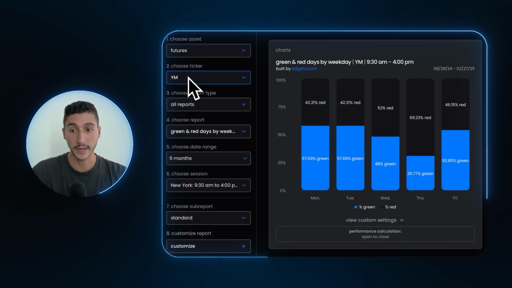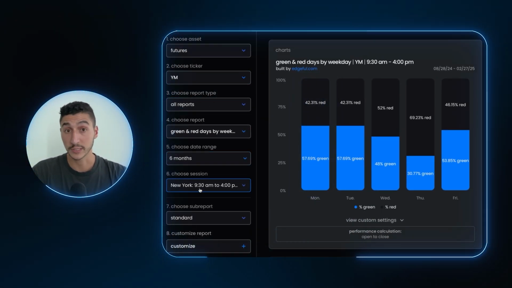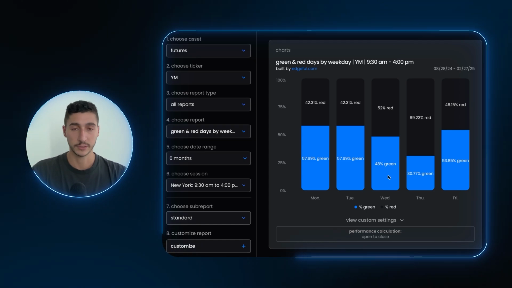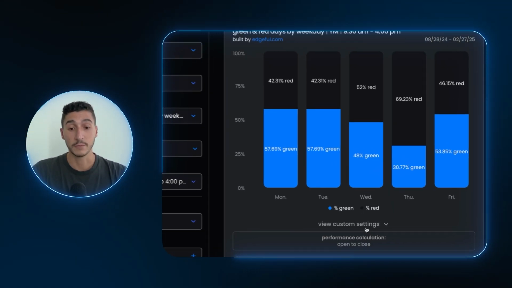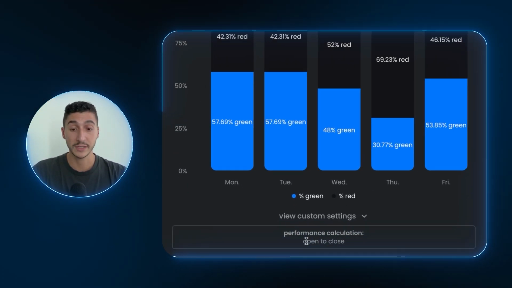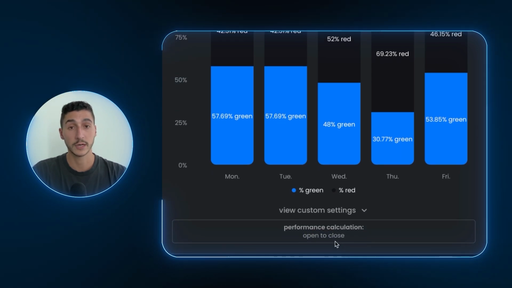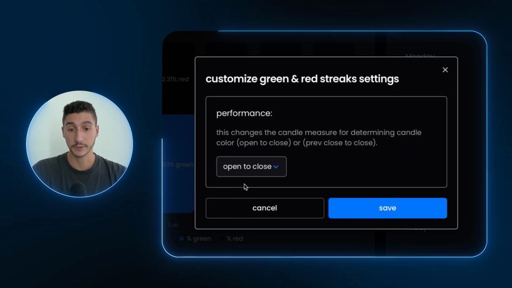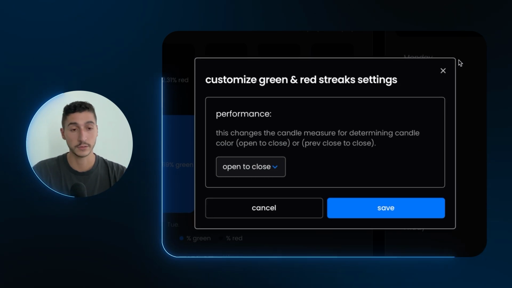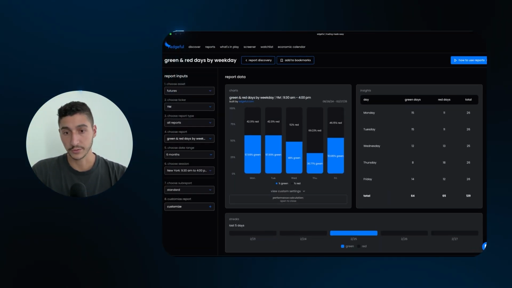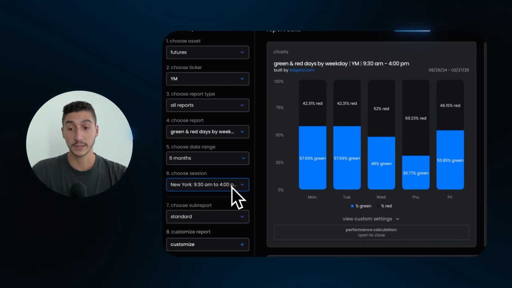We're looking at YM here. We're looking in the New York session, which is very important, and I'm going to touch on that in a second. Most importantly, we are using the open to close customization. I'm going to show you the difference between the open to close and the close to close.